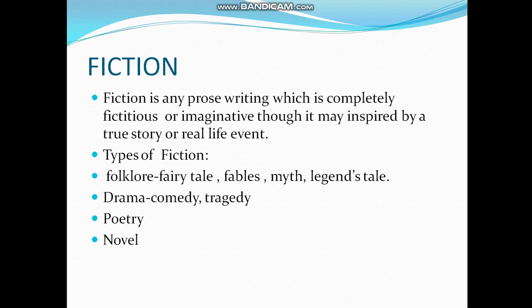Fiction. There are two types of category in literature, fiction and non-fiction. In our study we have fiction, but briefly we are talking about non-fiction. Non-fiction is informational material, that is biography and autobiography. Non-fiction includes only autobiography and biography. We have fiction in our paper. So in a detailed study I will tell you, fiction is any prose writing which is completely fictitious or imaginative, though it may be inspired by a true story or real life event.